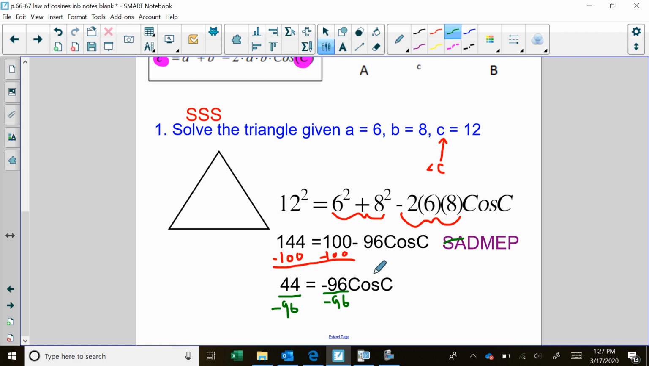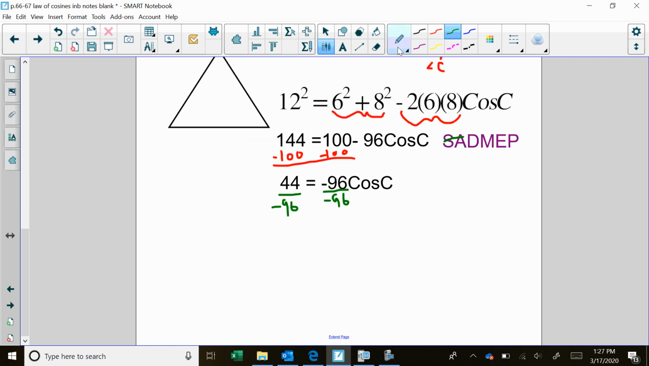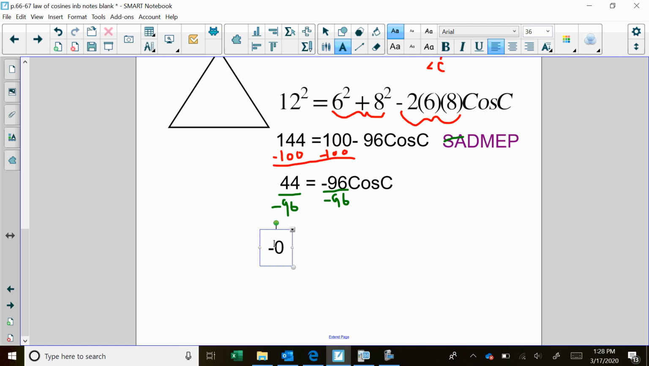You want a decimal because when you do the inverse of cosine, it's got to be less than 1 in order for us to calculate that. So calculator, 44 divided by negative 96. I'm not going to cut this off, I'm just going to type in part of it. So negative 0.458 and a whole bunch of 3's. So that equals cosine of C.